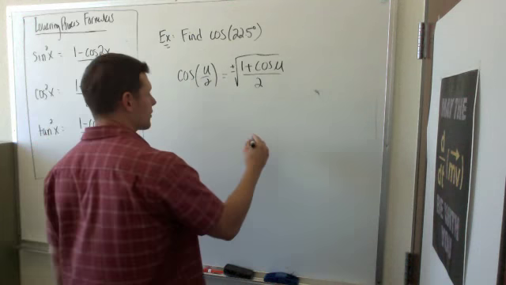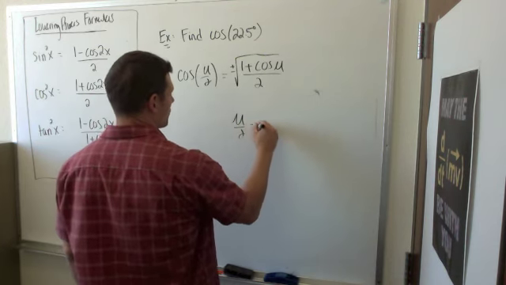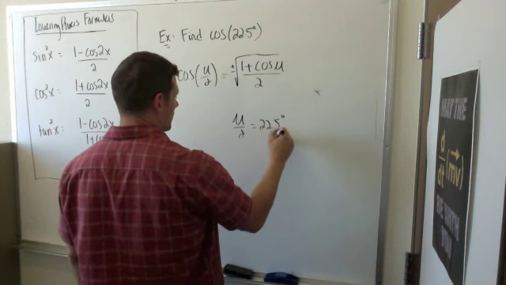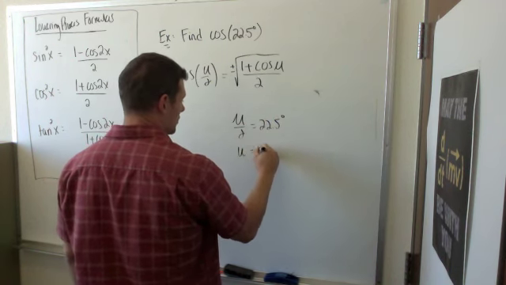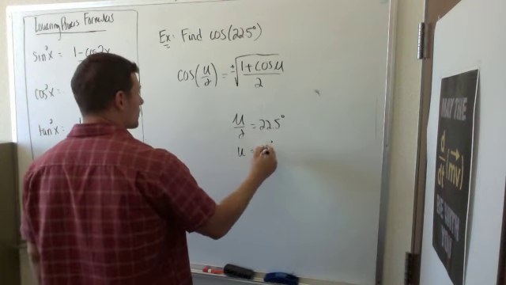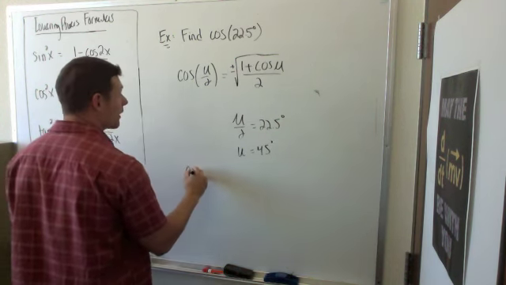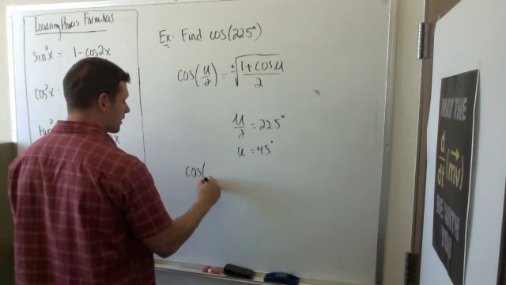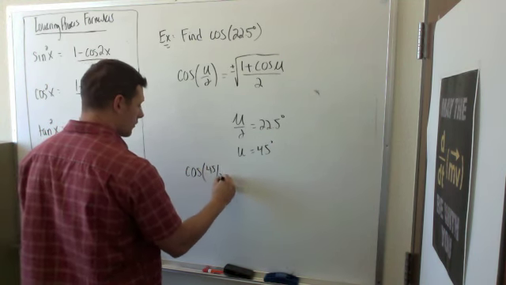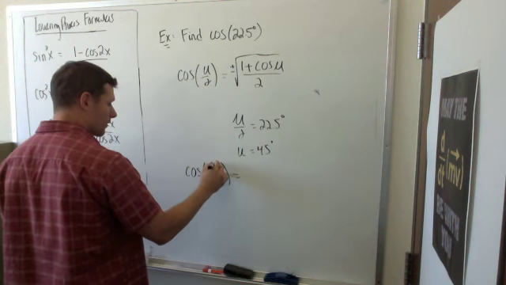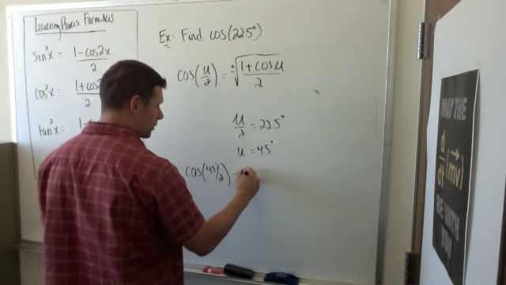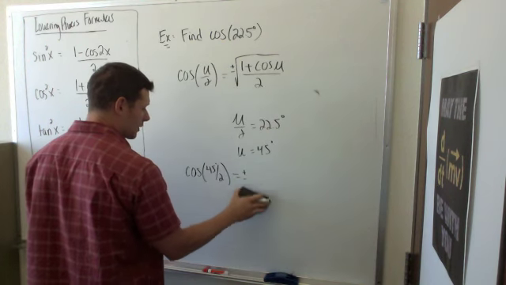Well, you can set up a simple algebra equation. u over 2 equals 22.5 degrees, and it turns out u equals 45. So having u equal 45 degrees, we know that cosine of 45 degrees over 2 is equal to plus or minus. Now, I'm telling you right now it's going to be plus.